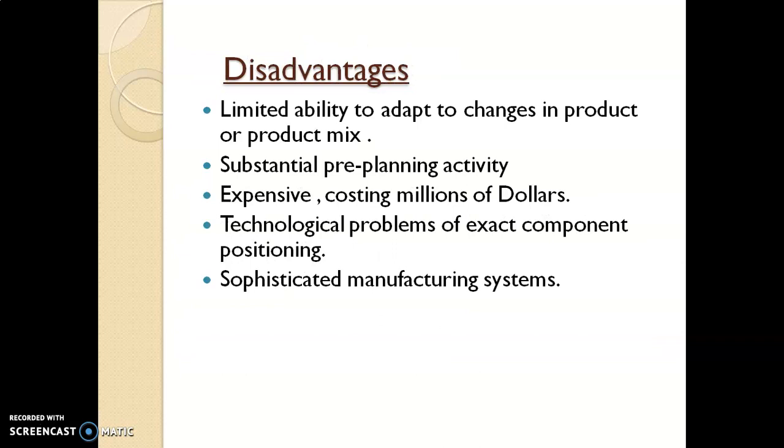What are the disadvantages of FMS implementation? It has limited ability to adapt to changes in product or product mix. It needs substantial pre-planning activity, it is expensive, costing millions of dollars, and there are technological problems such as exact component positioning, and it is a sophisticated manufacturing system. These are all the disadvantages of the flexible manufacturing system.